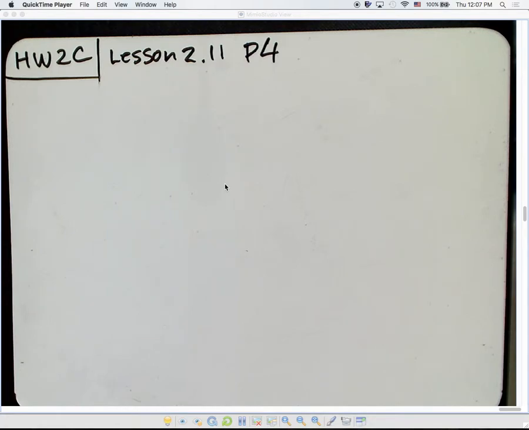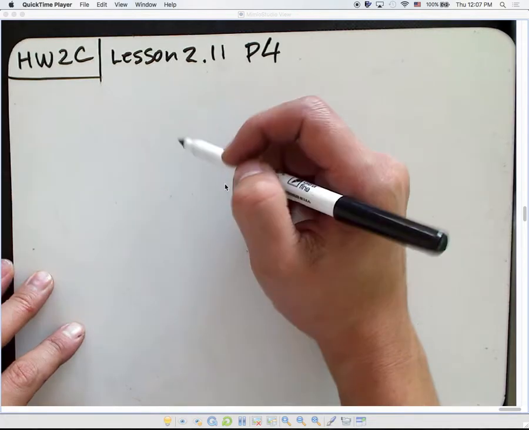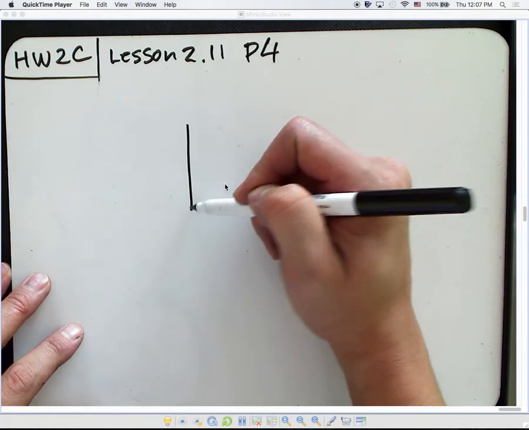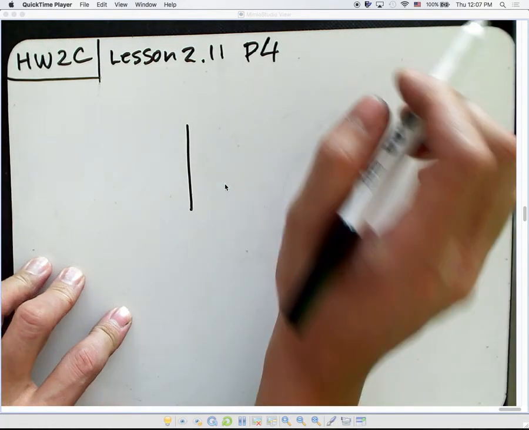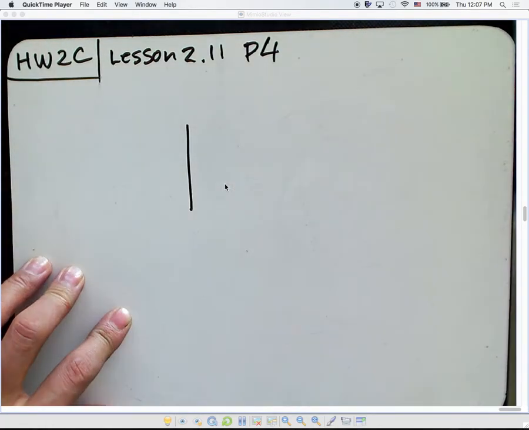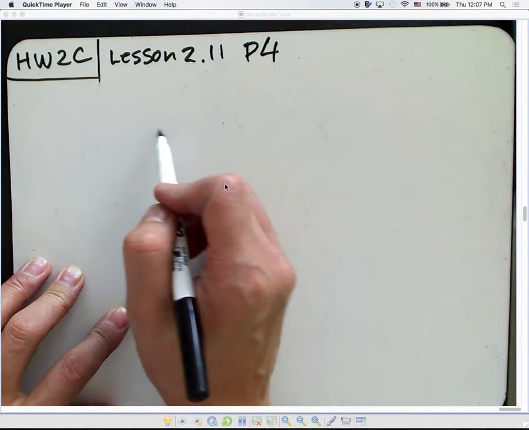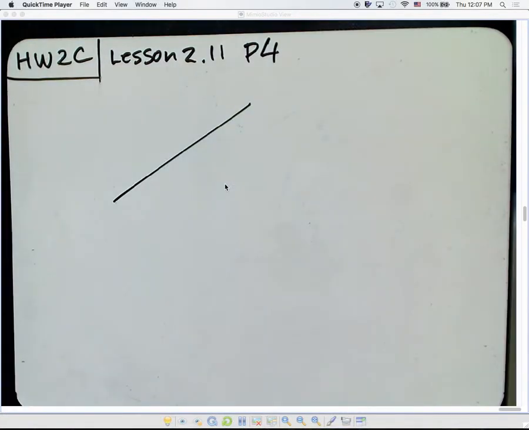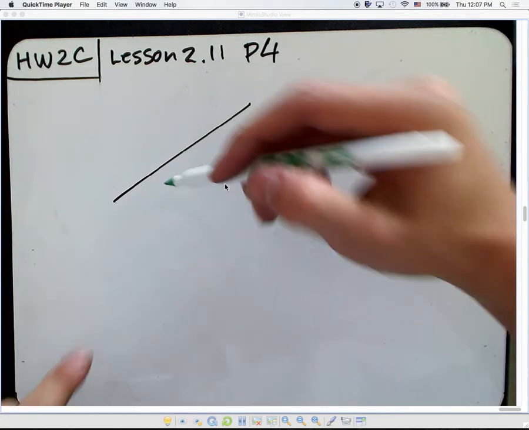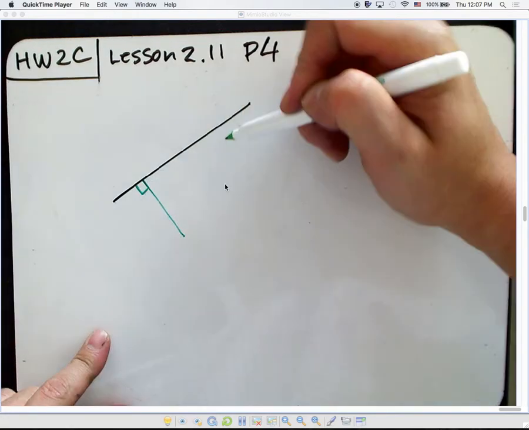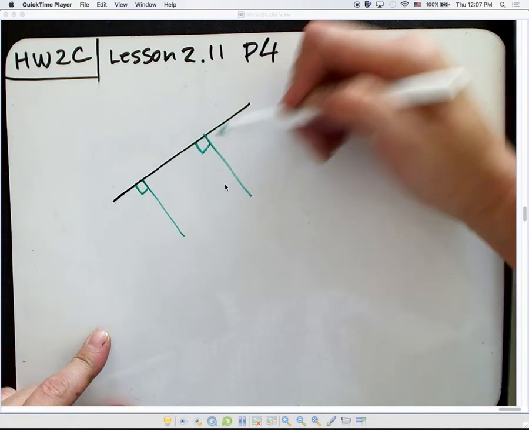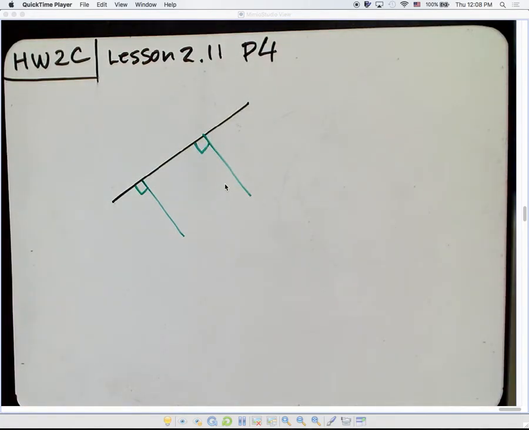So this is a complete sentence. The subject says two lines that are perpendicular to the same line. So you should have two lines that are perpendicular to the same line. So if you have some line like this, and if you have two lines that are perpendicular to the line, they must be parallel.